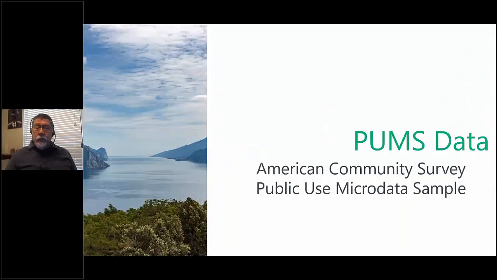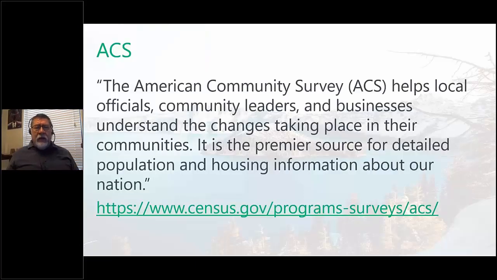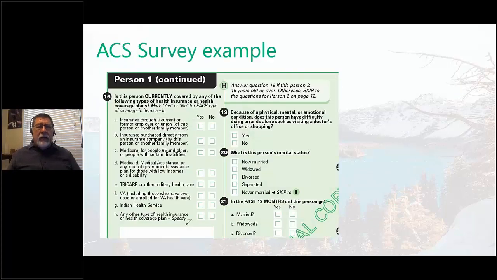Okay, so to demonstrate this, I'm going to be using a set of data which I call the public use microdata sample. It comes from the American Community Survey. They're doing a mini census all across the country every year. They're getting a sample of households and sending out questionnaires that look something like this. These are the questions related to healthcare, and then they get the responses back.